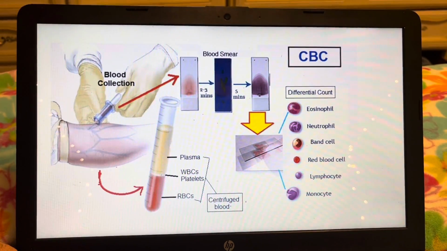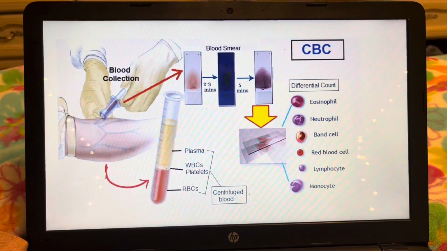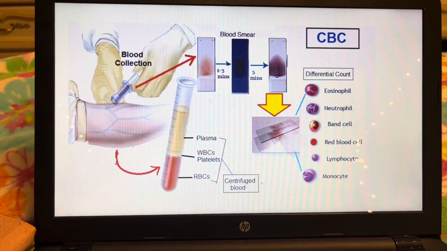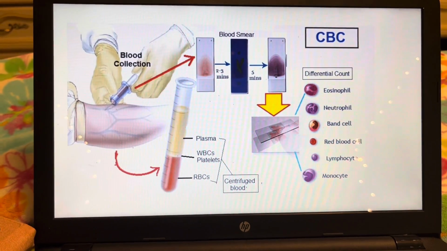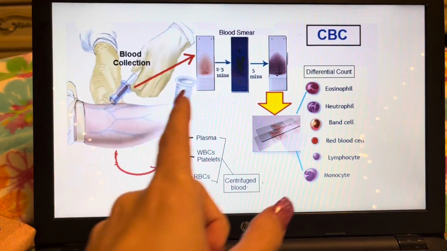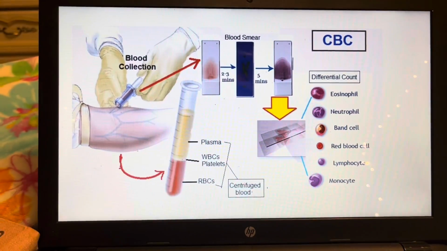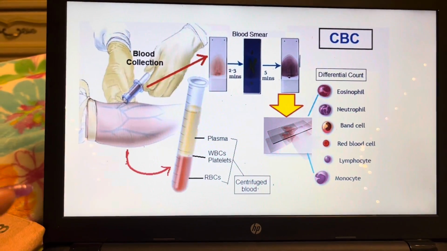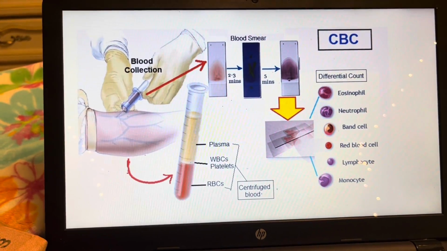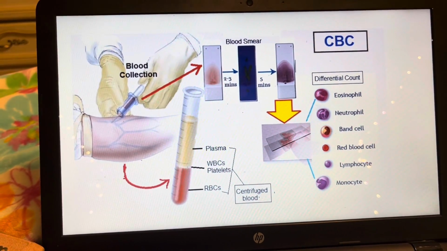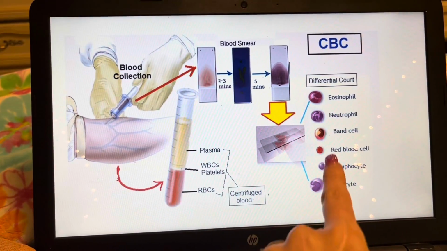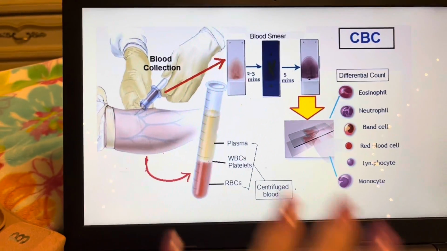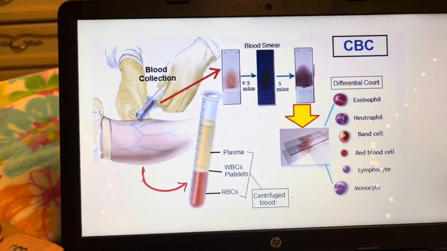But this is just a really good diagram that I found showing kind of how the collection of the blood sample goes, and then how it's stored, and then how it is tested. They do a blood smear and they put it on a glass slide, just like the ones that we used in class, and they stain them. And then that way it shows you all these different little cells within your blood after about 5 minutes after it's been stained and everything.